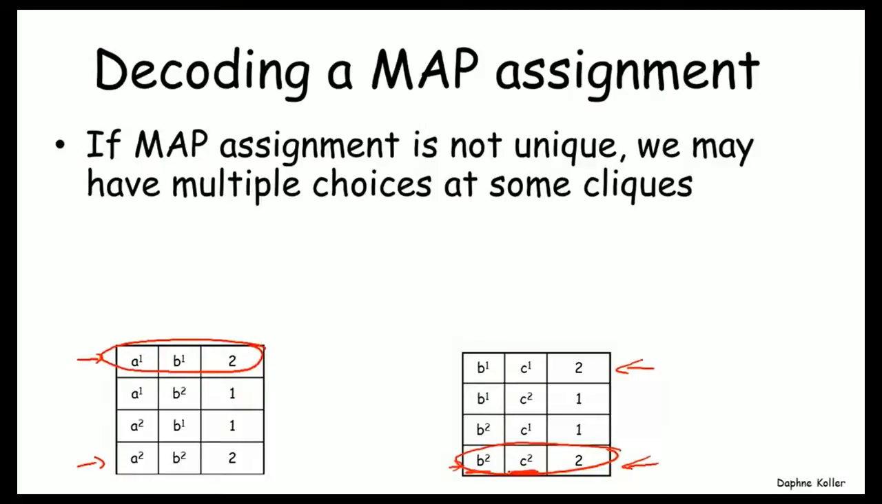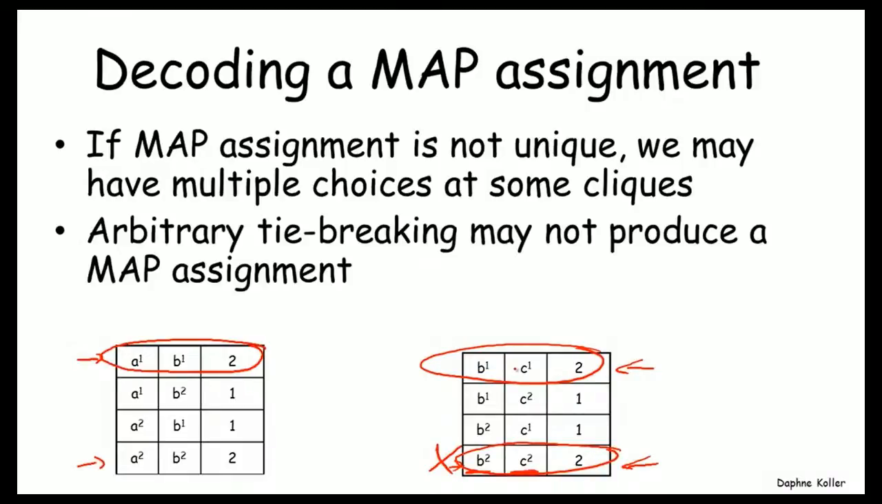So the assignment a1, b1, c2 is not a good MAP assignment. What we need to do is pick not this one, but rather B1, C1 in the second clique in order to agree with the first clique. And so what we see is that arbitrary tie breaking may not produce an actual MAP assignment.